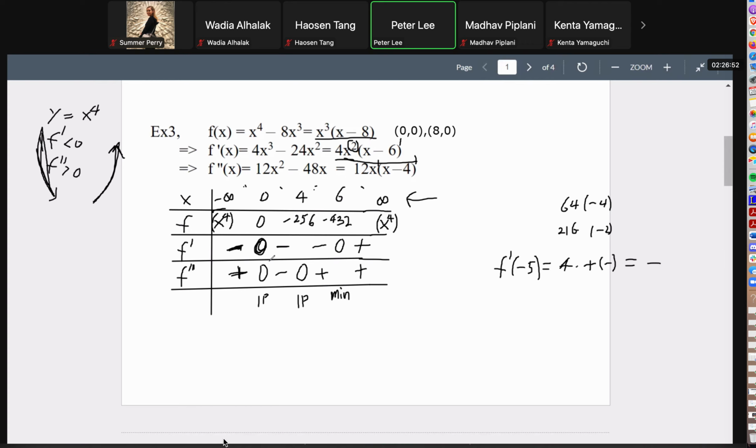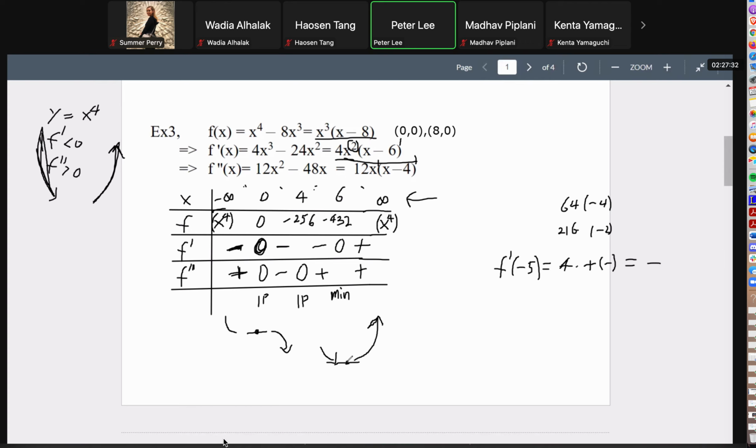So now let's see. F is what? F prime is minus, that means decreasing, concave up. That means it's this. And the decreasing concave down is this. And then decreasing concave up is this. And then increasing concave up is this. And then at this point here, the slope is actually 0. We get this. Slope 0. And then here, yeah, slope is 0. You get this.